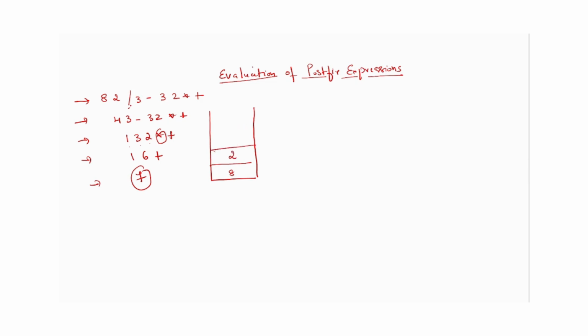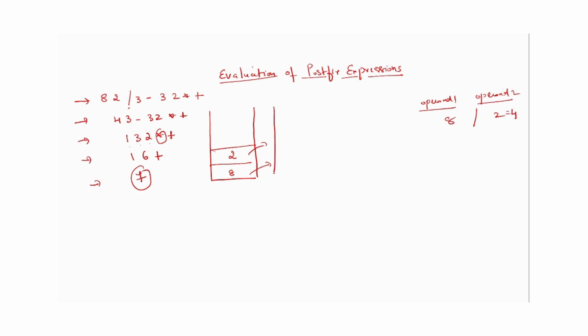Why? Because division is there. We stop, and then we pop out 2 and we pop out 8. So 2 would be operand 2. What would be operand 1? Operand 1 would be 8 here. So 8 by 2 is nothing but 4. So I will write division here. So division, 8 divided by 2, that is nothing but 4.